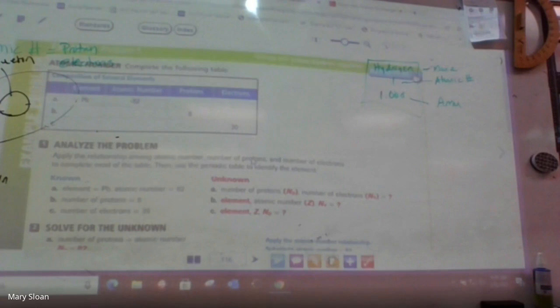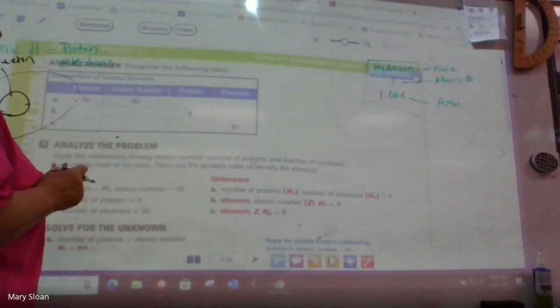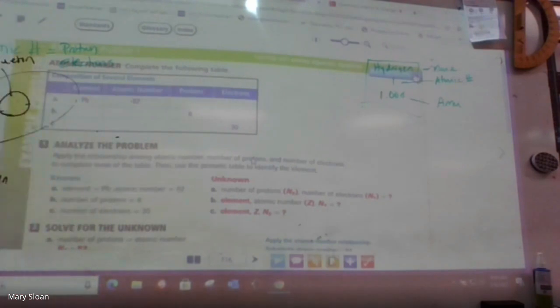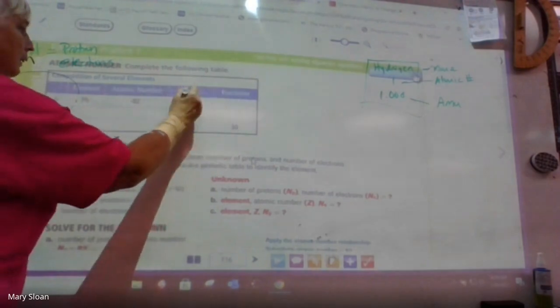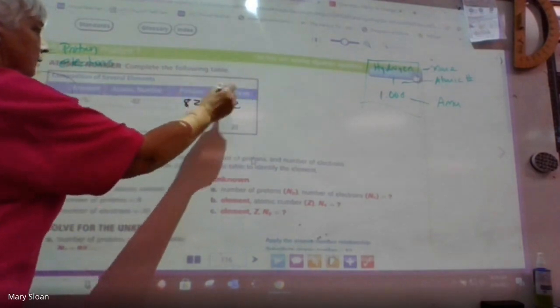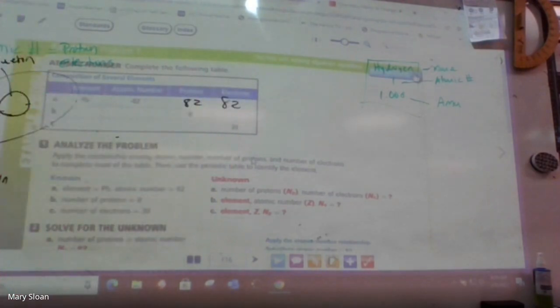So, how many protons and how many electrons do I have? Well, it said the atomic number equals protons and electrons. So, what do I got? 82 on both. Is everybody good so far? Does everybody understand what I'm doing?